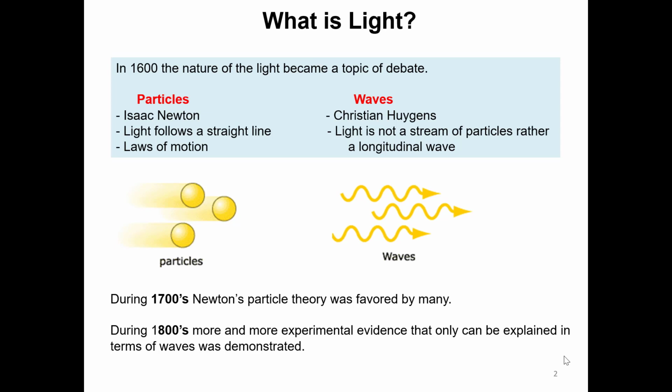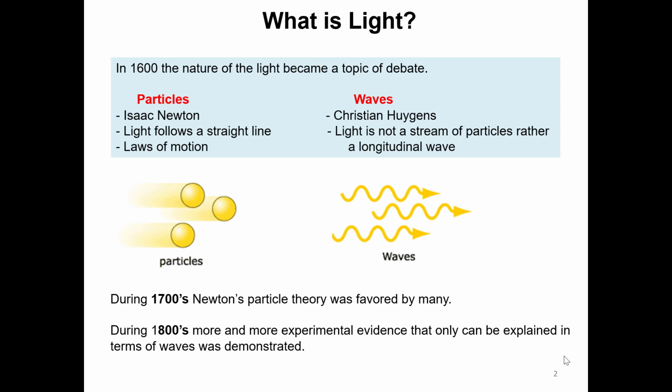Many scientists through the ages tried to answer the question, what is light? In 1600, the nature of light became a topic of debate. Isaac Newton favored the particle model because light traveled in a straight line and also followed the laws of motion. Light has energy and a velocity like any particle.